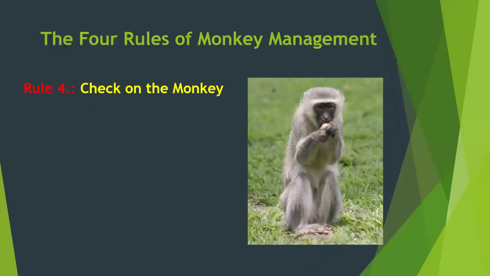Then rule number 4, check on the monkey, which is the 4th rule of monkey management. So you need to check on the monkey. Make sure you ensure monkeys are progressing and adjust as needed. So Mr. B didn't go and check the venue. Hello, Mr. B, this is 2 p.m. You said you were going to check the venue by 1 p.m.